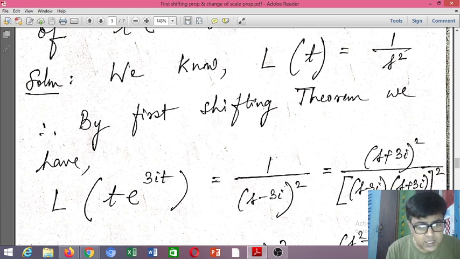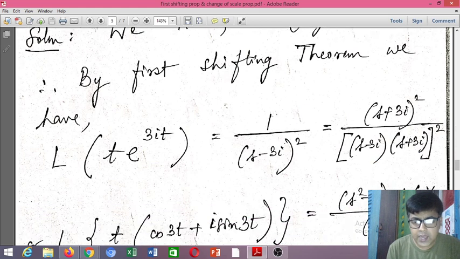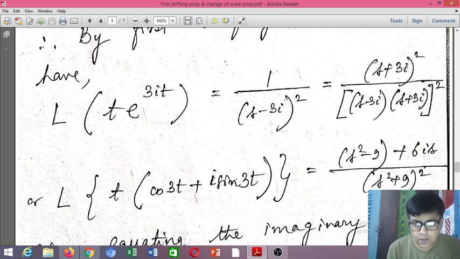And this 1 by (s minus 3i) whole square I represent in the form of a complex number, because it will be a complex number. It will be in the form of a plus ib. How can we do that? We can do that by multiplying the numerator and denominator by (s plus 3i) whole square. So I multiply the numerator by (s plus 3i) whole square, I multiply the denominator by (s plus 3i) whole square, and thereby I end up getting (s square minus 9 plus 6is) divided by (s square plus 9) whole square. I'm talking about the right hand side, the next line.